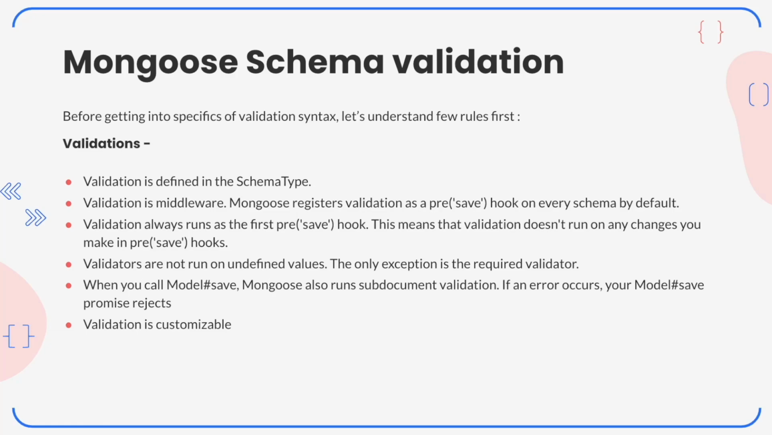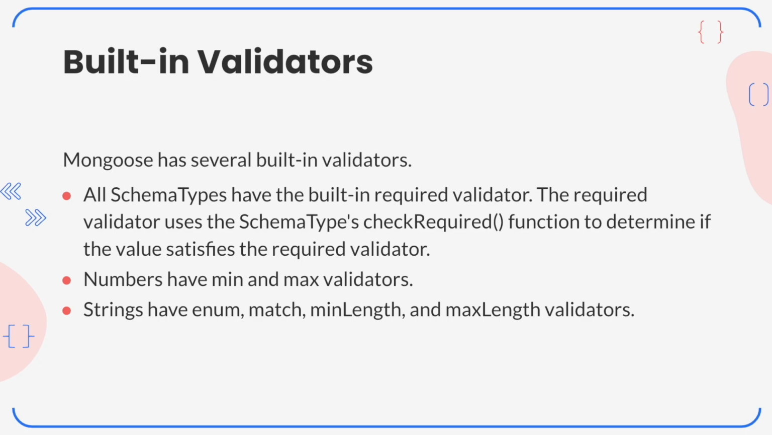Mongoose does sub-document validation when you call model save. If there is a mistake, the model save promise rejects. Validation can be altered. Mongoose has many validators. The required validator is incorporated in all schema types. The checkRequired method of the schema type is used by the required validator to see if the value meets the requirement. There are min and max validators for numbers. Strings have validators such as enum, match, minLength, and maxLength.